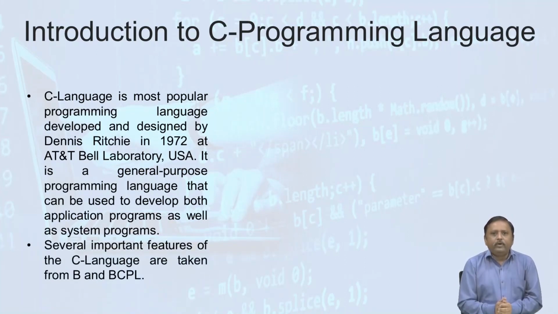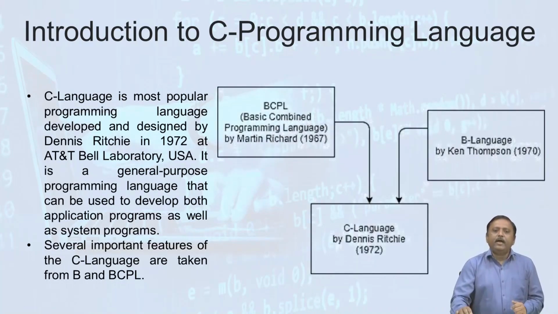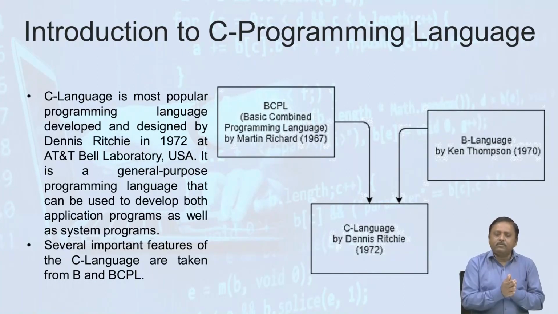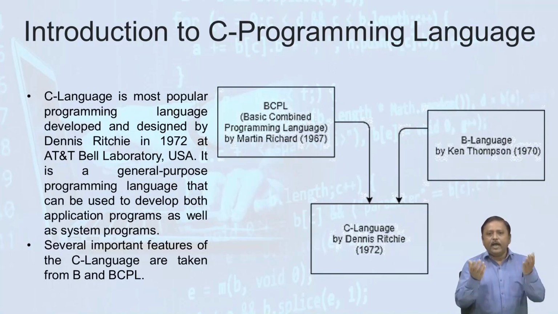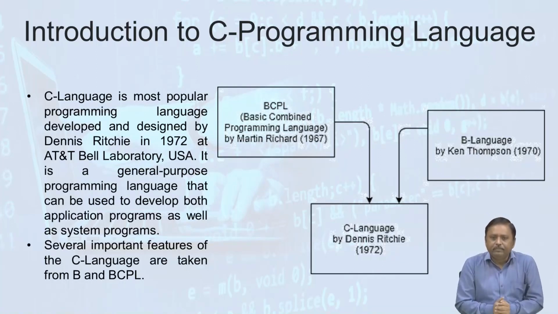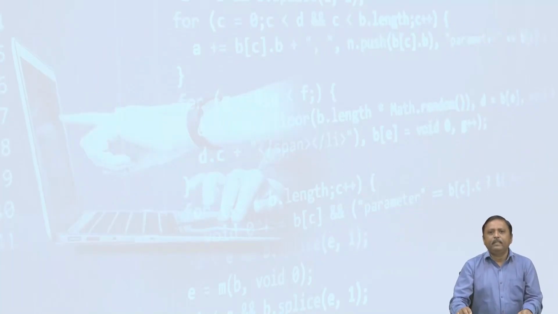Now several important features of C was taken from B and BCPL programming language. Now B language was developed by Ken Thompson in 1970 and BCPL, that is Basic Combined Programming Language, was developed by Martin Richard in 1967, and C inherit some important features of both the programming language. So this is a brief history of C programming language, how it was created and when.